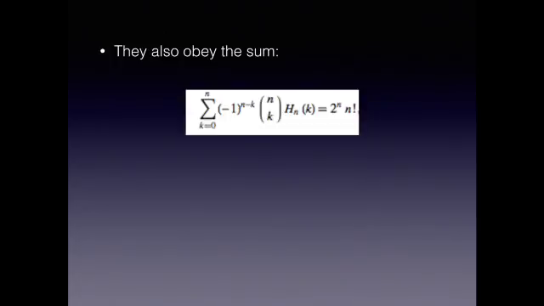Fourth, the Hermite polynomials also obey the sum sigma k equal to 0 to n of minus 1 power n minus k nCk Hn of k equal to 2 power n factorial. With these four main properties, we come to the end of Hermite polynomials.